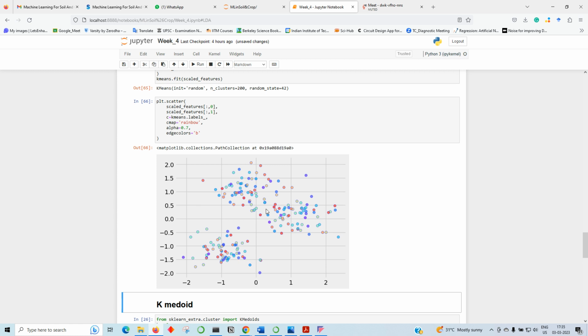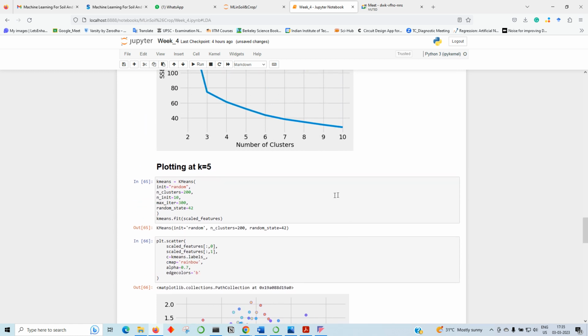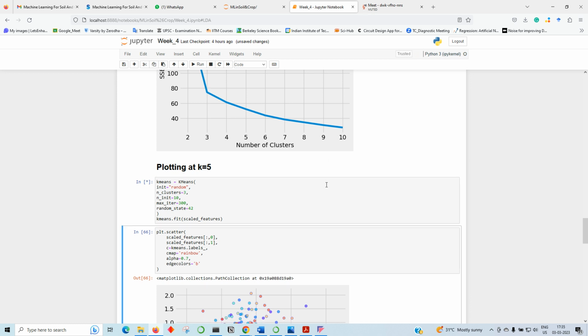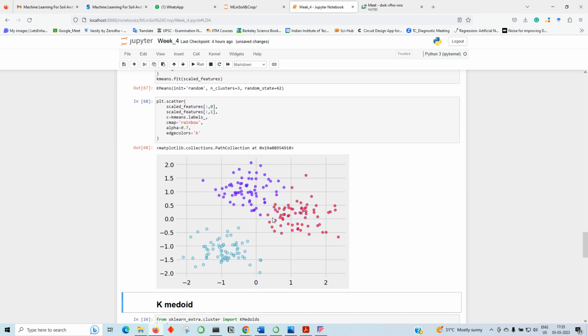So you see, every point is now a different group. But the best number of clusters, from the elbow test, we know is 3.